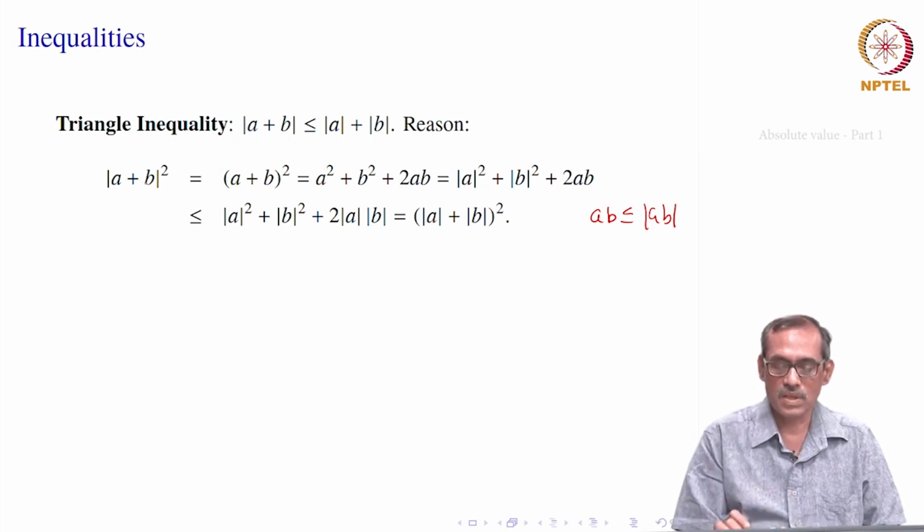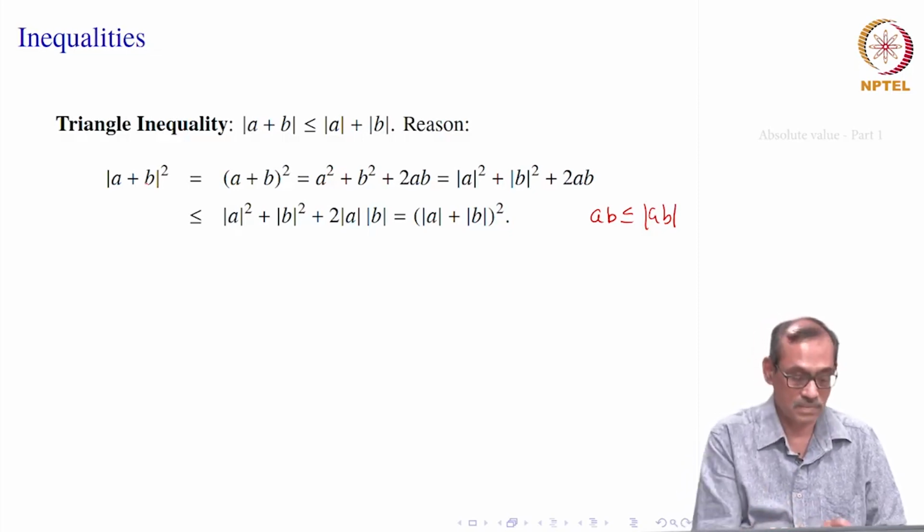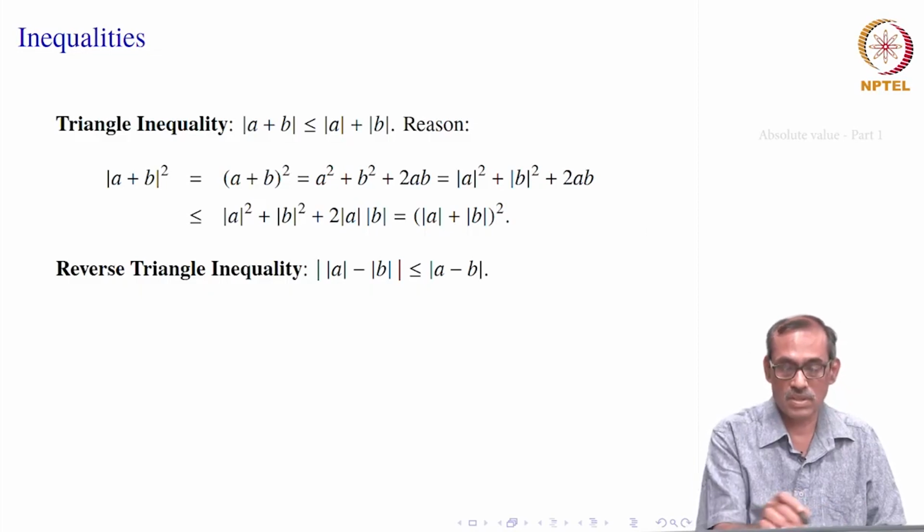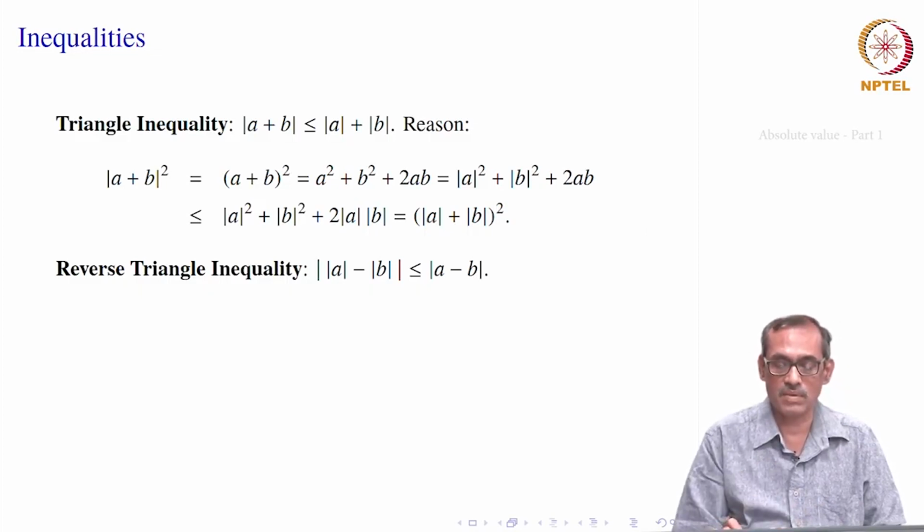Now, once x square is less than or equal to y square and both of them are non-negative, x must be less than or equal to y, and that gives us the triangle inequality: mod A plus B is less than or equal to mod A plus mod B. Now, we have something called the reverse triangle inequality, which is not exactly the triangle inequality, but looks like that.